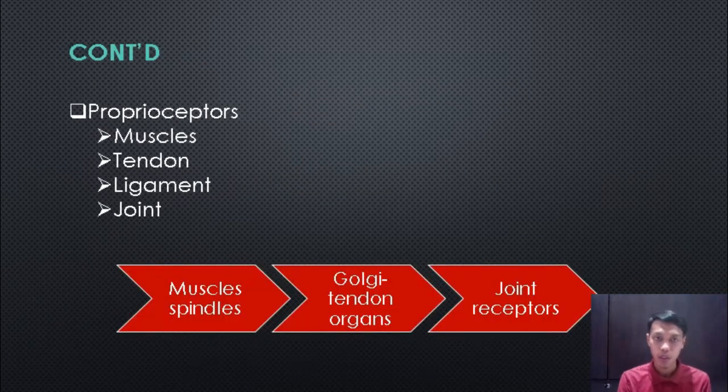Next, what we have here is types of proprioceptors. We have muscles, tendon, ligament and joint. Actually, we have many proprioceptors, but to be more specific, we only talk about muscle spindles, Golgi tendon organs and joint receptors. So the next presenter, Adam Afnan, will explain more about these 3 types of proprioceptors. So that's all from me. Thank you. Assalamualaikum.